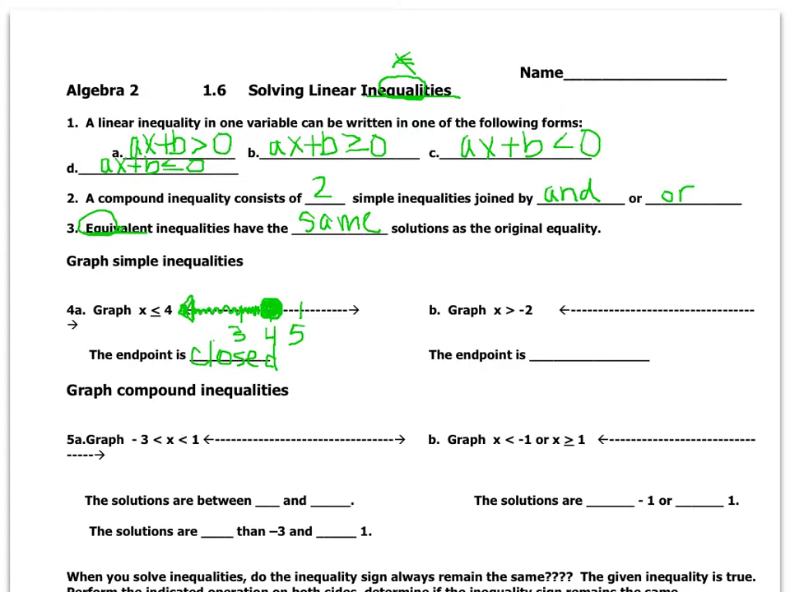For B here, the end point is, if you look at it, we just have the greater than sign, so the end point is just an open circle. And -2 is our number, so I'll go one smaller, -3, one bigger, -1. We want an open circle on -2, and this says x is greater than -2. So we're going to shade the greater than side.